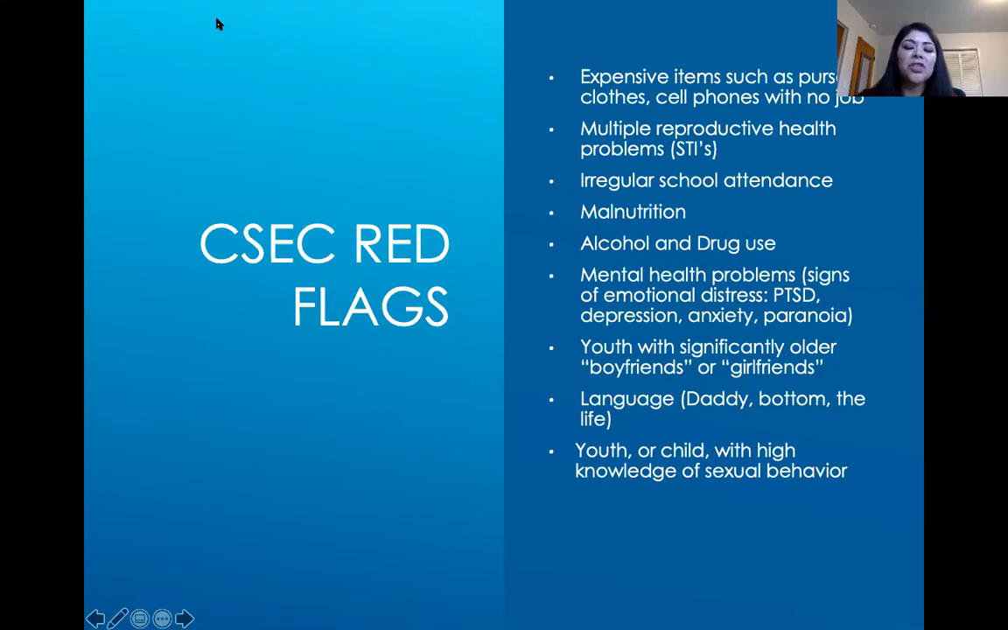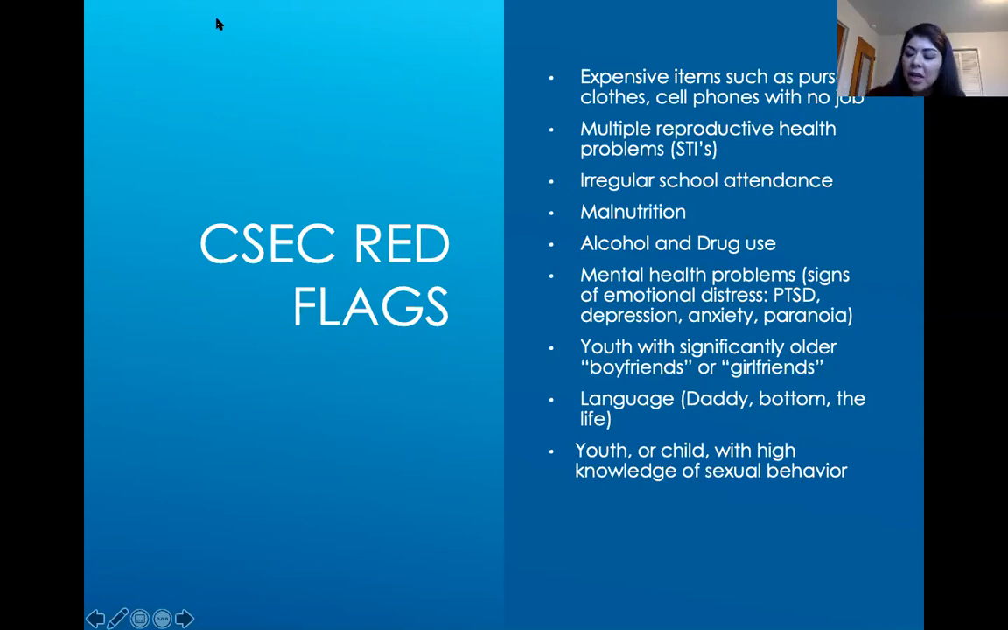As Sydney also mentioned earlier, one of the vulnerabilities, and we see that youth are consuming alcohol or drug use, mental health problems. We might see signs of emotional distress, PTSD, which is a huge one due to the trauma that they have experienced or are experiencing, depression, anxiety, and of course paranoia as well. It is important to note that youth will significantly have either older friends, older boyfriends or girlfriends, or just older partners. So identifying that is important.